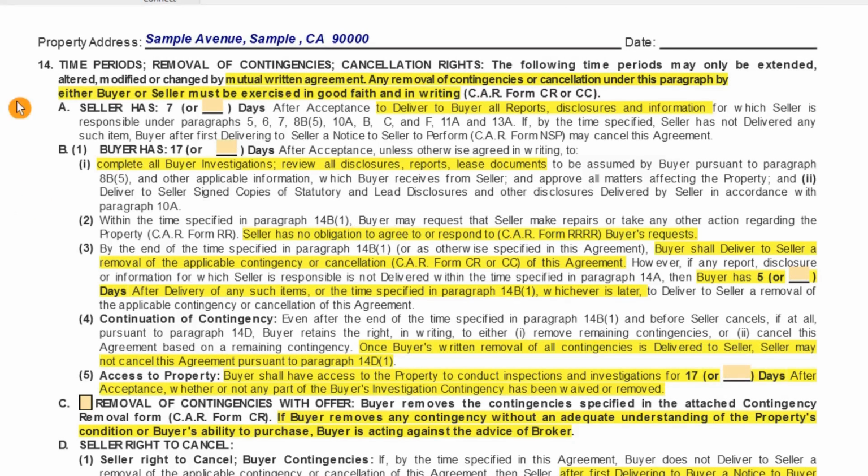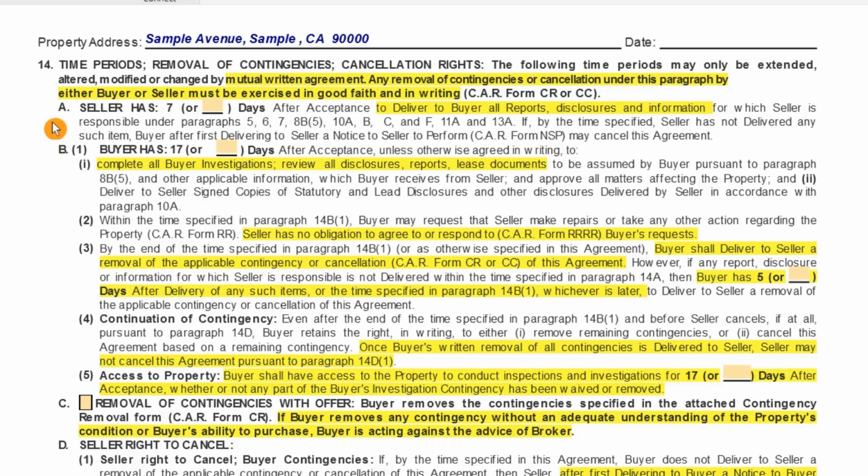Okay, page 6 starts with paragraph 14, which deals with the time periods, removal of contingencies, and cancellation rights. And just to point this out, any mutual written agreement or removal of contingencies or cancellation under this paragraph by either the buyer or the seller must be exercised in good faith and in writing. That's why at the beginning of these videos I have stated over and over again that if it isn't in writing, it doesn't exist. On to 14a.